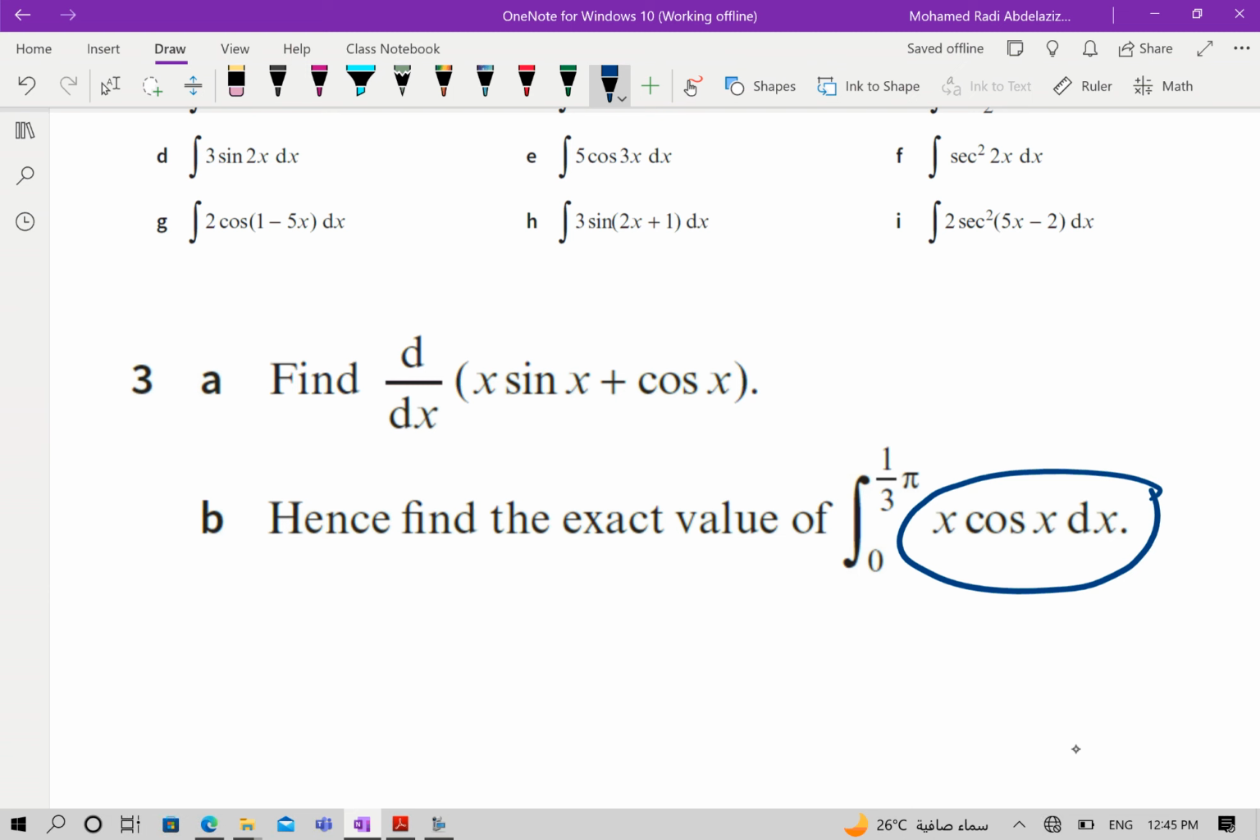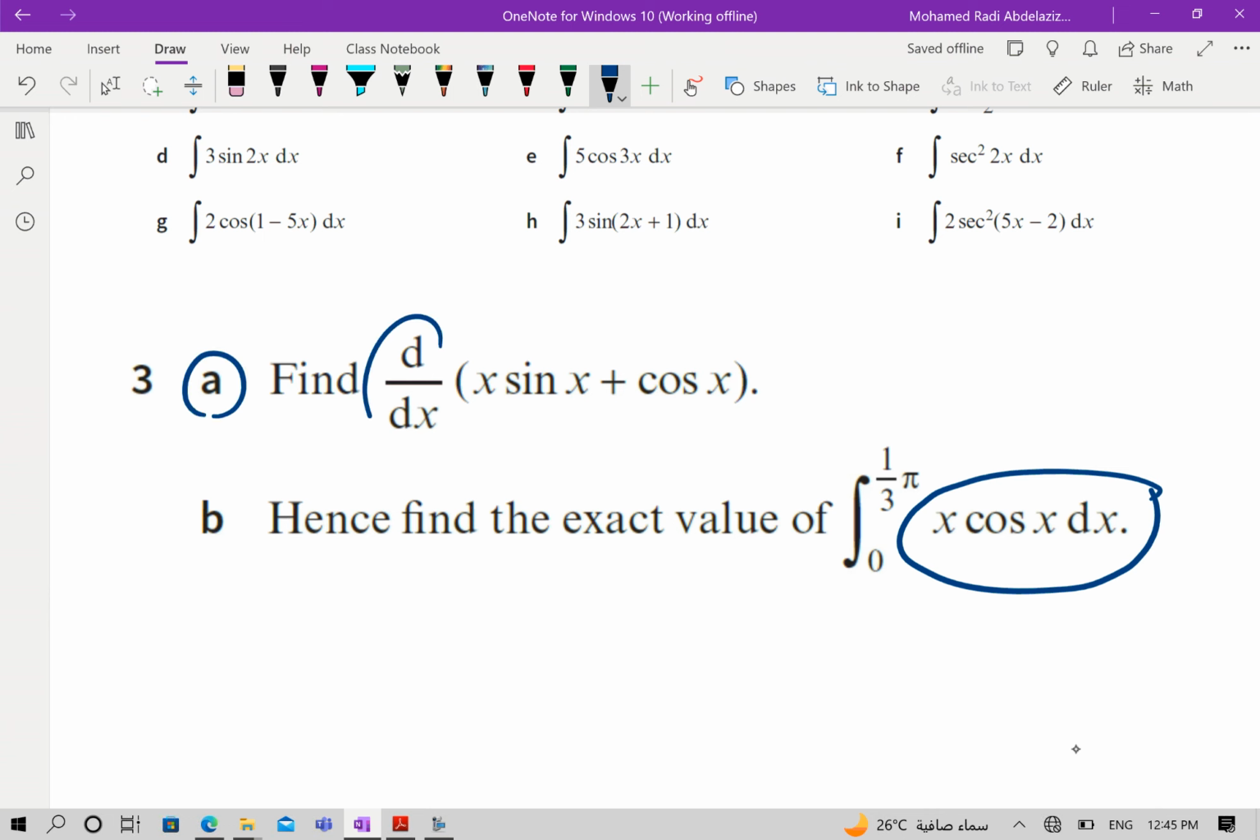It's also written "hence". So you have to use part A to solve part B. We cannot integrate x cosine x by using sine, cosine, or sec squared. But because integration is the inverse operation of differentiation, look first at part A and try to use part A to solve part B. Now let's start part A first.